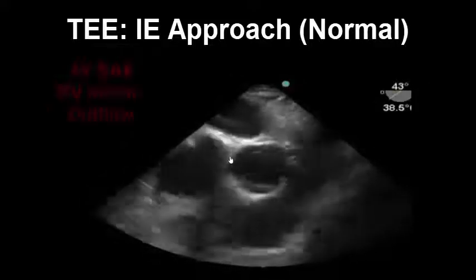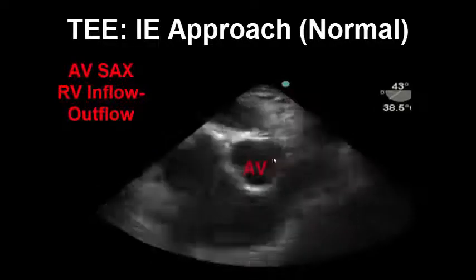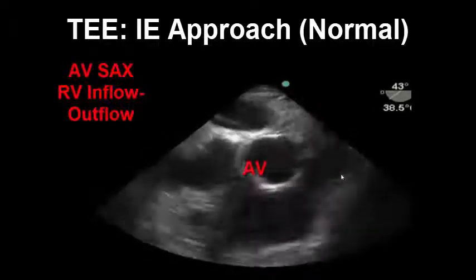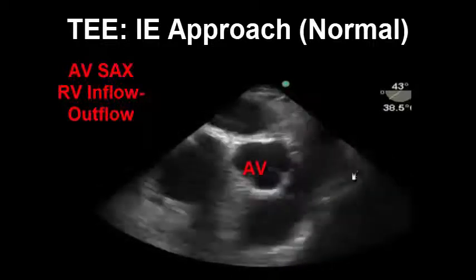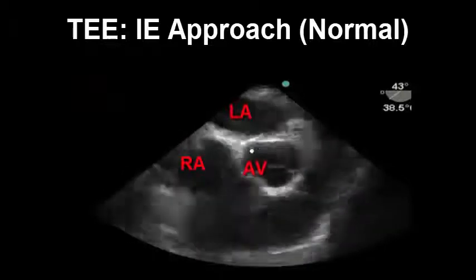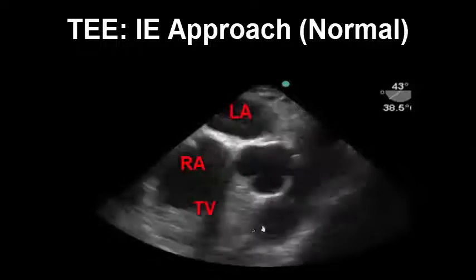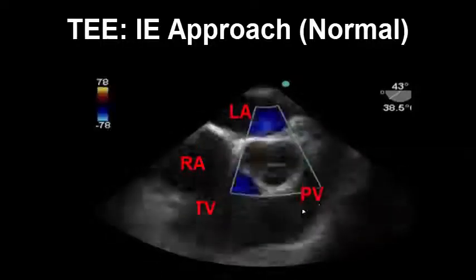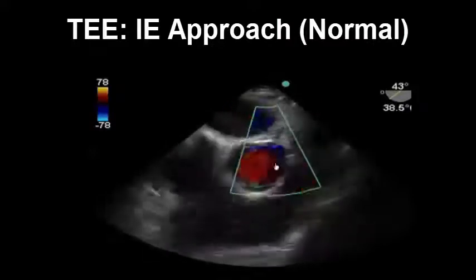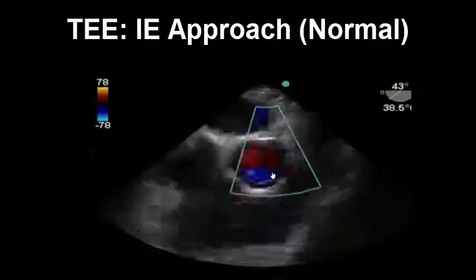Next up is the mid-esophageal aortic valve short axis, and the aortic valve is seen here in the center. This is also called the mid-esophageal right ventricular inflow-outflow view at 30 to 60 degrees. As we see the right atrium here, left atrium here, intra-atrial septum seen here, tricuspid valve here, RVOT wrapping around seen here, and the pulmonic valve in view here. We put color across the aortic valve, and we might see some trace central AI that was seen in other views.